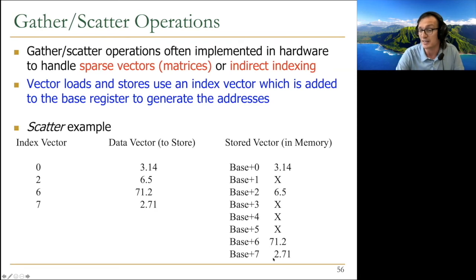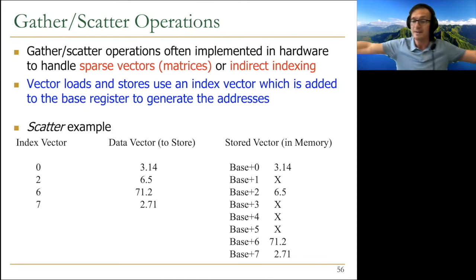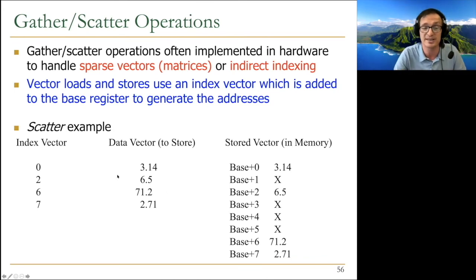So this way, you don't have to store to these locations, as you can see, and maybe they're all zeros and we don't care about them if it's a sparse vector, for example. This way, you can selectively store to arbitrary locations irregularly in memory. You can also gather; this is a scatter.